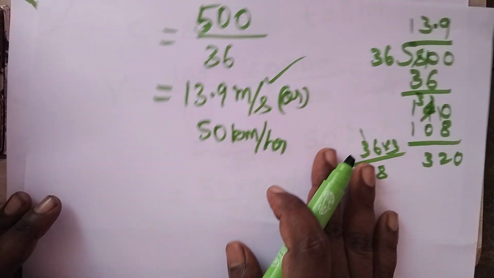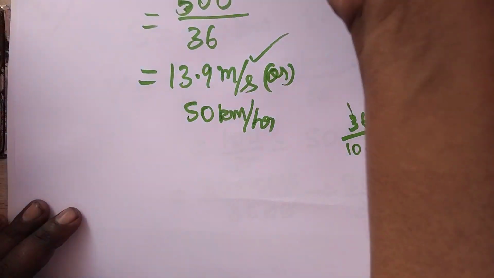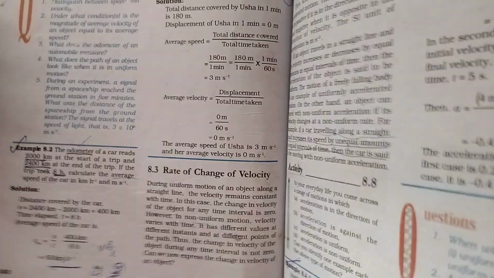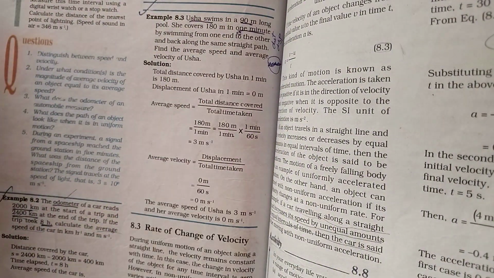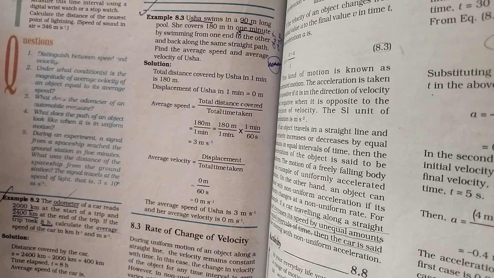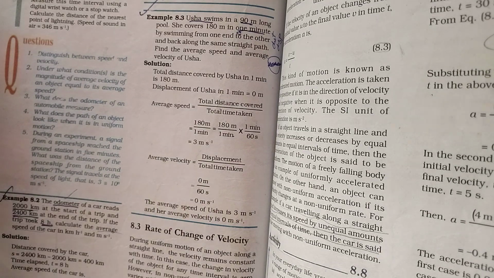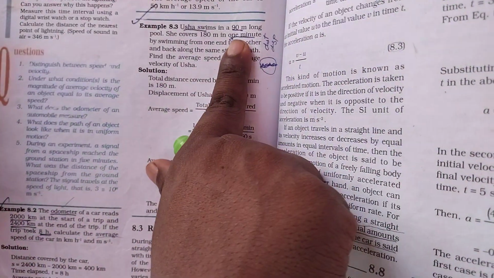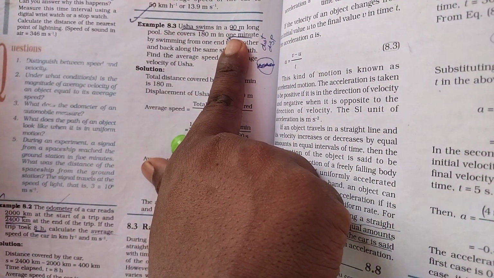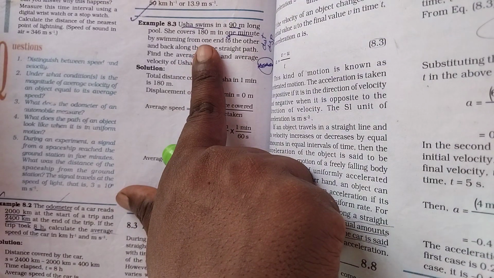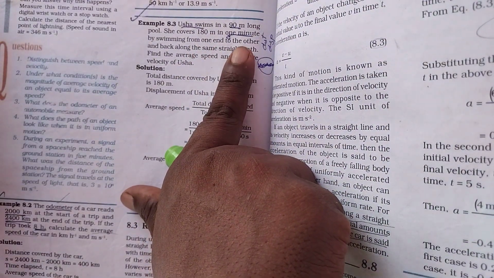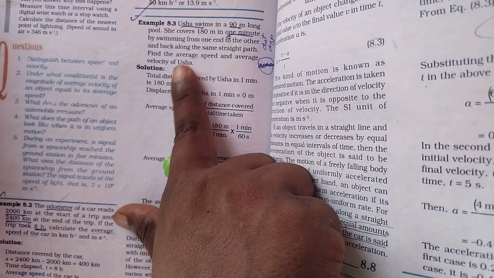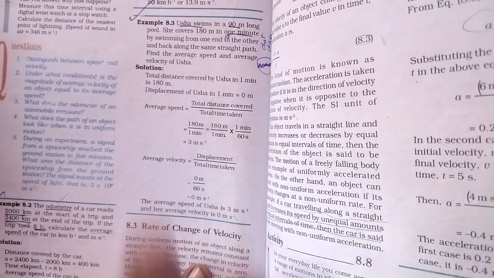Now I'll go with the third problem, 8.3. The problem is based on distance and displacement, speed and velocity. Usha swims in a swimming pool. The swimming pool's length is 90 meter. In total she covers 180 meter in 1 minute. End to end she went in the forward direction and came back to the same position.